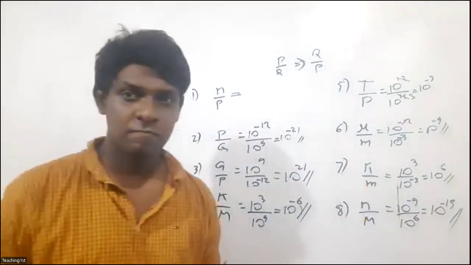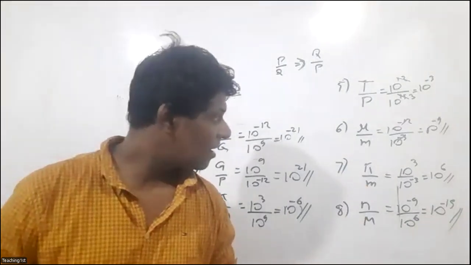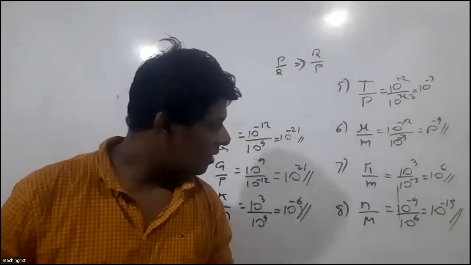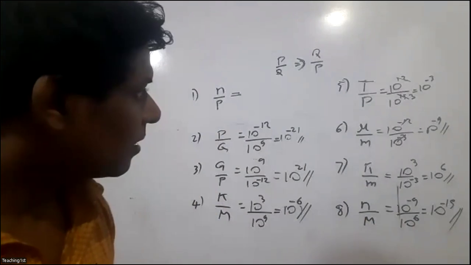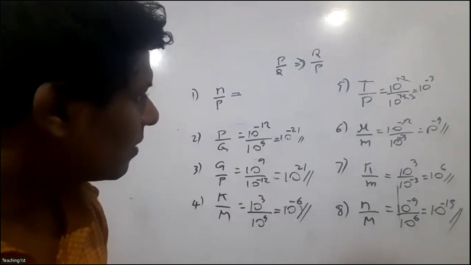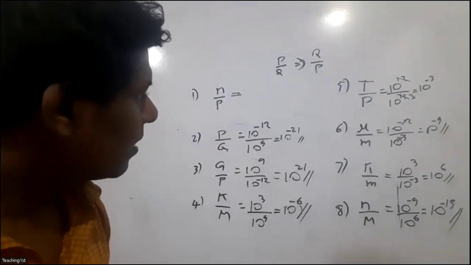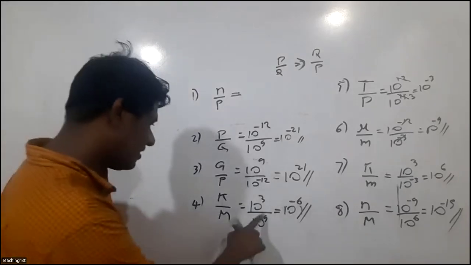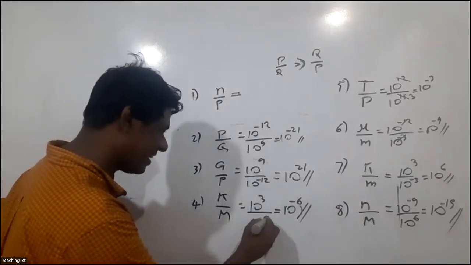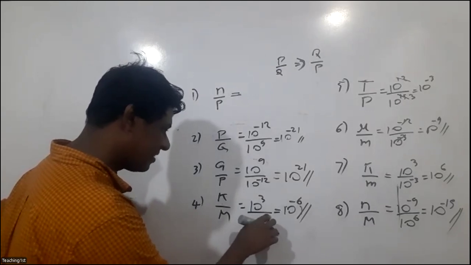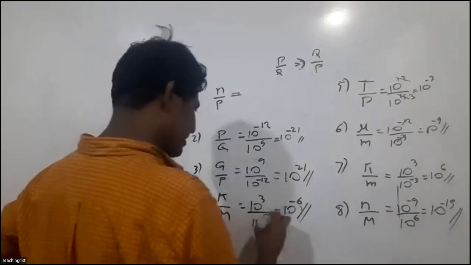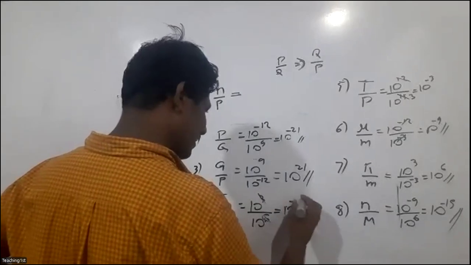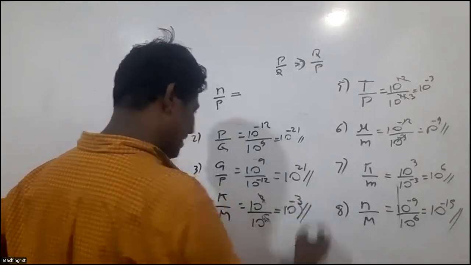Excuse me, sir. Yeah. The fourth one, sir. Mega is 10 to the power 6. Yeah. Fourth question, sir. Oh, it is mega. Sorry. It is not giga. Sorry, it is mega. Very good. 10 to the power 6. So the answer is 10 to the power minus 3 only. It is mega. Very good.